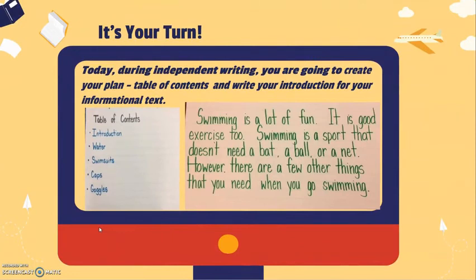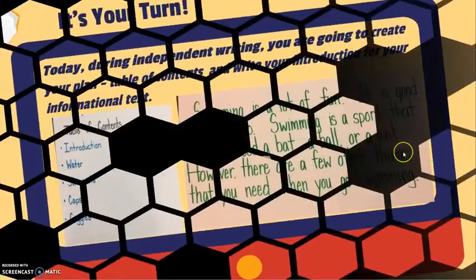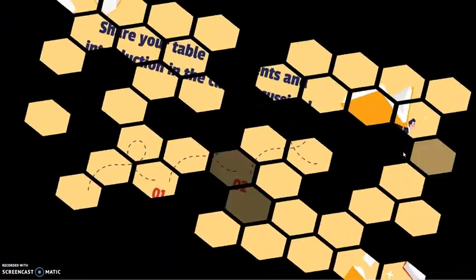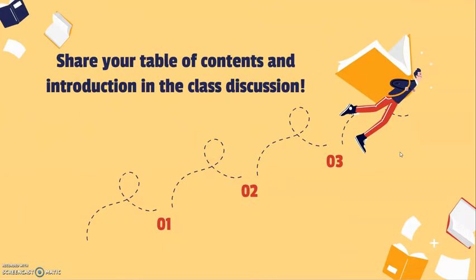It's your turn. Today, during independent writing, you're going to create a plan, which is your table of contents that's here, and you're going to write an introduction, which is here. Share your table of contents and introduction in the class discussion.